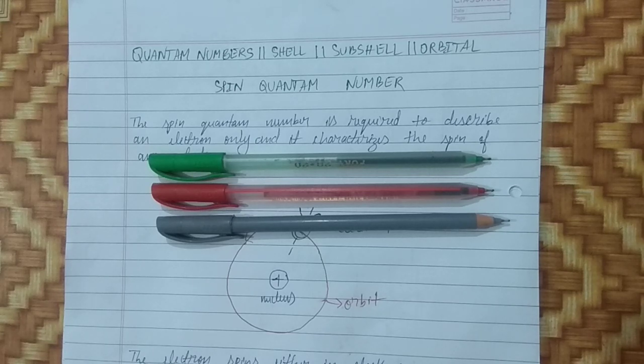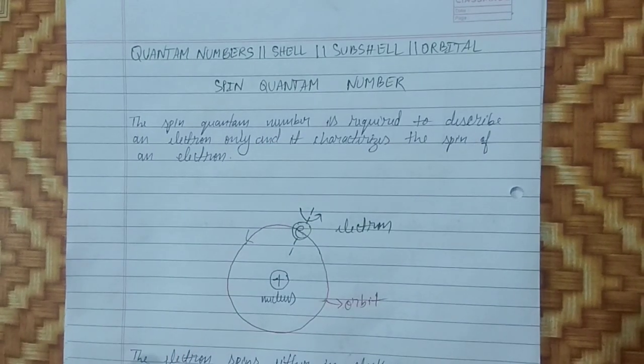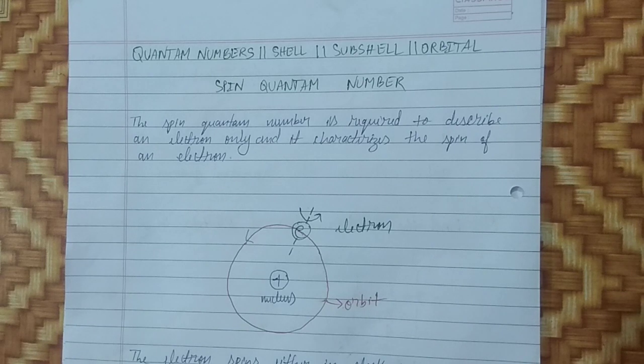I am Apuru Pathak and in this video we are going to discuss the spin quantum number, and we are also going to solve some of the previous year's JEE and NEET problems. So let's get started. In the previous videos we have seen that the principal quantum number n describes the shell, the azimuthal quantum number l describes the subshell, and the magnetic quantum number m describes the number of possible orbitals in a particular subshell.